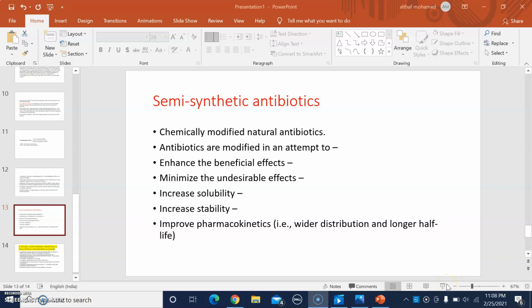So then, about semi-synthetic antibiotics. What do you mean by semi-synthetic antibiotics? Those are naturally occurring antibiotics which are chemically modified. These antibiotics are already naturally produced from soil microorganisms, and then they are chemically modified. That is semi-synthetic antibiotics. Then why do we modify these antibiotics?